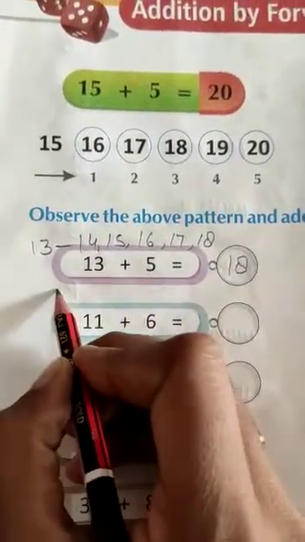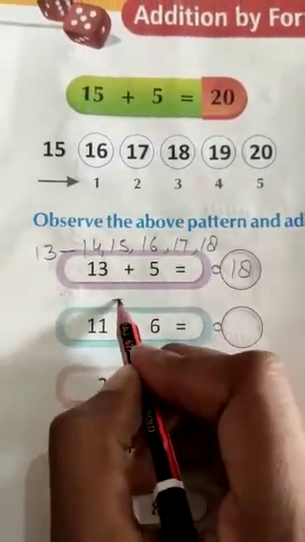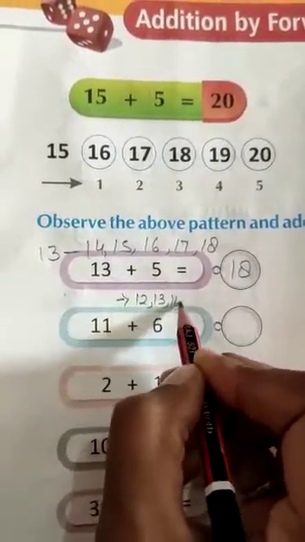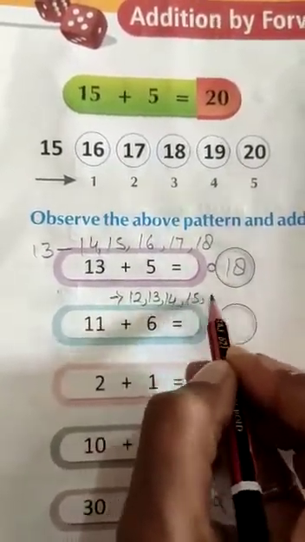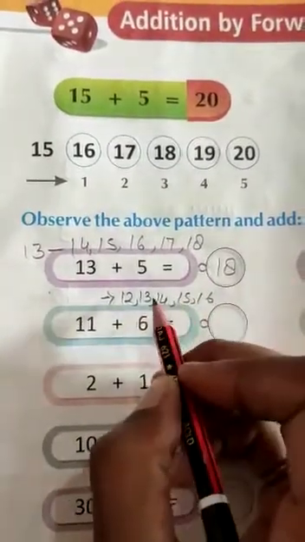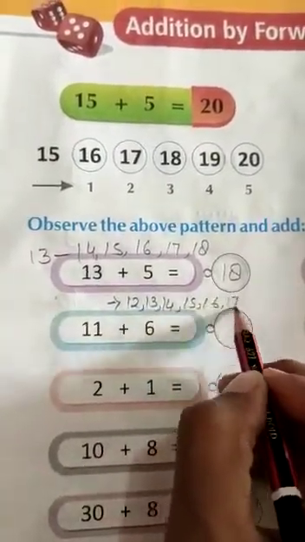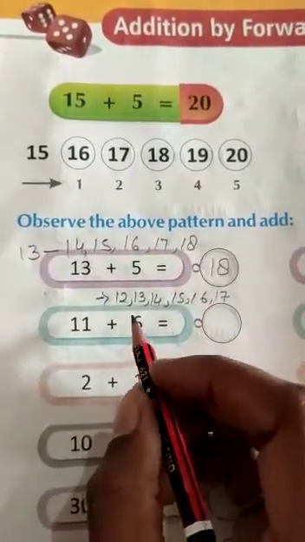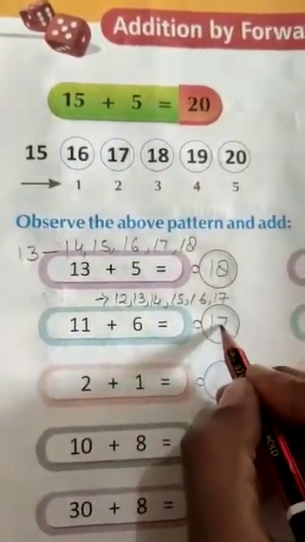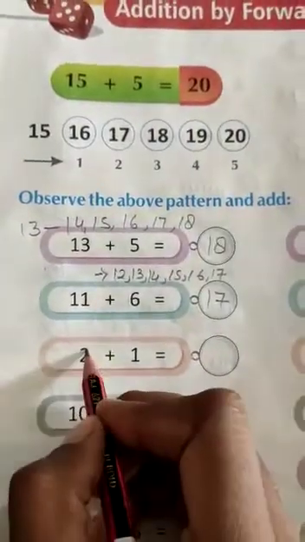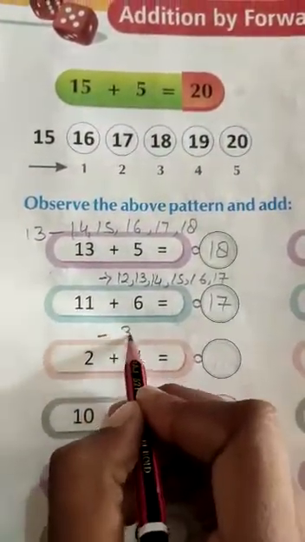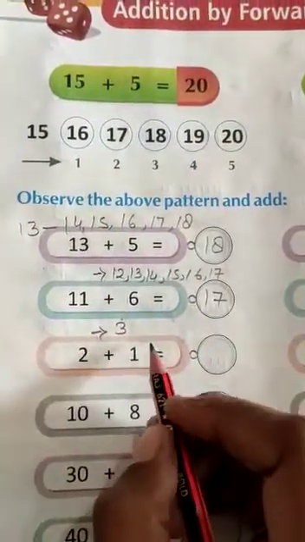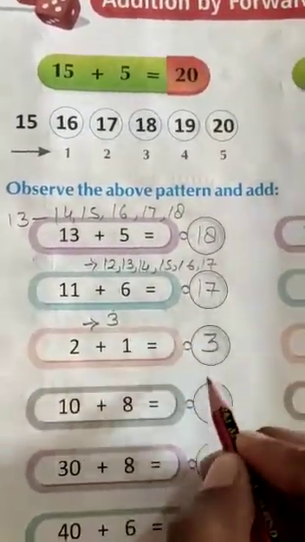11, 12, 13, 14, 15, 16, 17. So students, 11 plus 6 is equal to 17. 2 plus 1 is equal to 3.